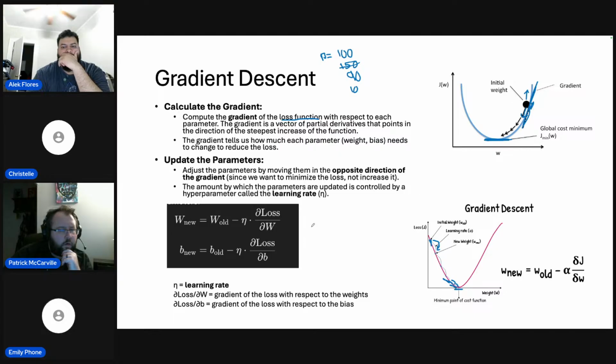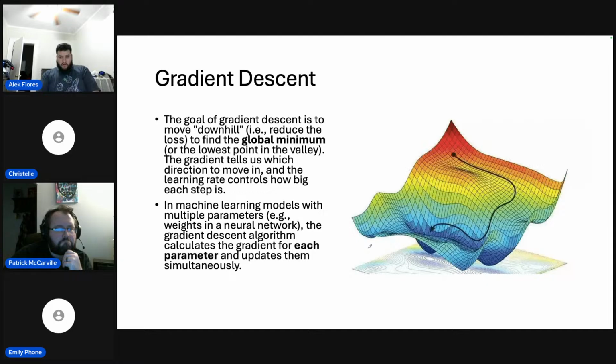So we can adjust the parameters in the opposite direction of the gradient because we want to minimize the loss. And we can leverage the learning rate, how big our steps are going to be, to control how much we change the parameter. And this happens for every parameter inside of our neural network. So there's a fairly substantial amount of math going on here. Okay, that's as deep as I think we're going to get there.